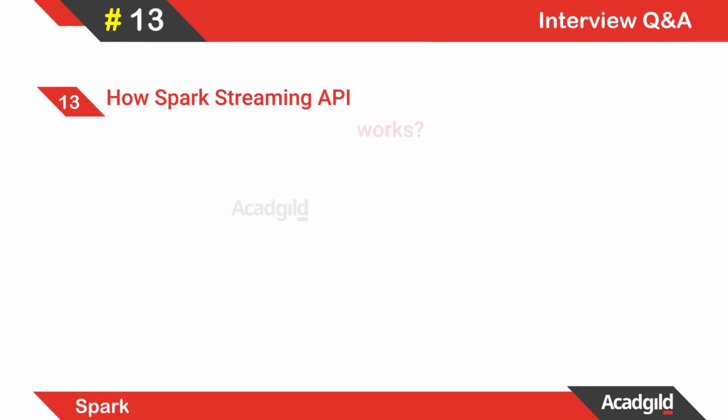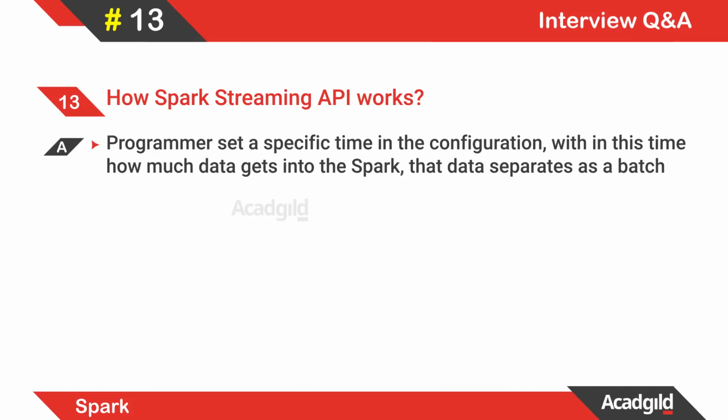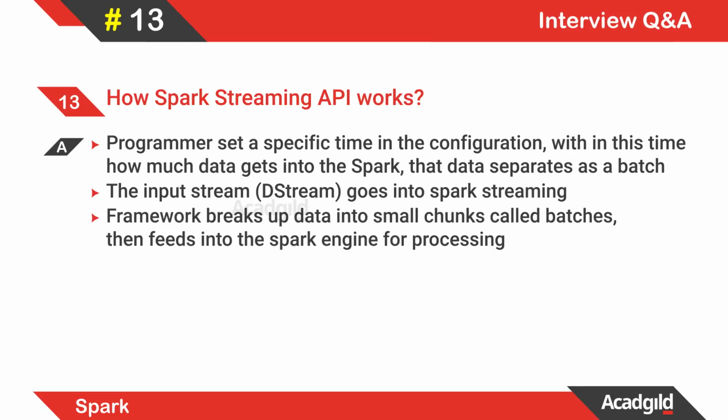Now let's try to understand how Spark Streaming APIs work. The programmer always sets a time inside the Spark configuration. That time is the interval you are setting for a particular stream. Suppose I am setting 15 seconds or 10 seconds for a particular stream, so Spark in a single iteration tries to get data for that many seconds. Within this time, whatever data it is getting into Spark is separated into small batches. The input stream, the data that you have inserted, is called a DStream, discretized stream. It goes into the Spark Streaming framework, and the framework breaks up your data into bits and pieces, small chunks, and forms small batches.